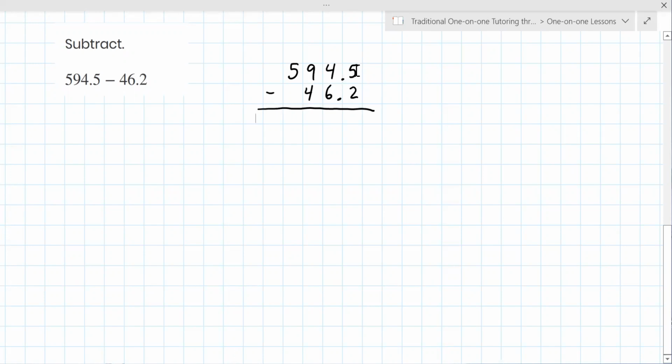Okay, so 5 minus 2. Is 5 bigger than 2? Yes, so you can just straight subtract. Okay, but now we have a problem. 4 is not bigger than 6. No. So we have to borrow.